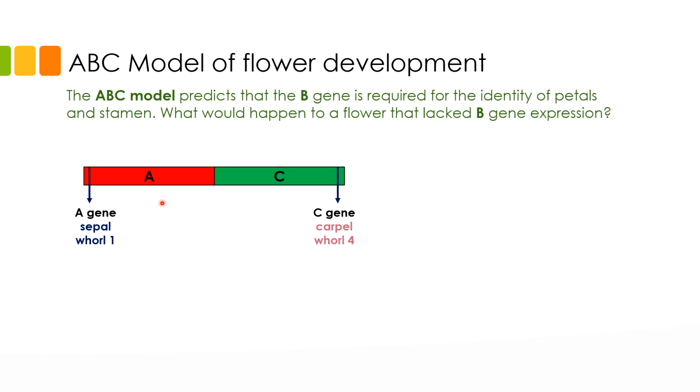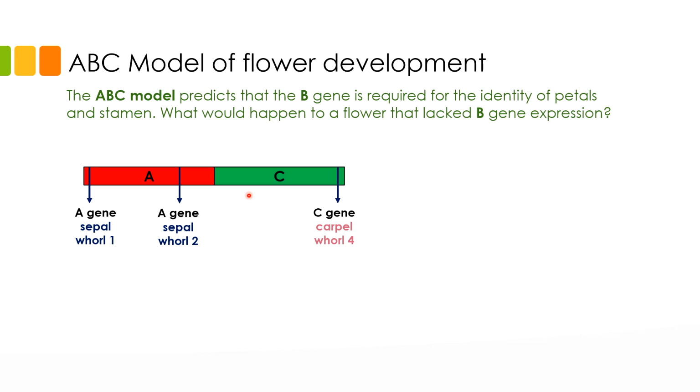Without the B gene, we will be left with only the A and C genes. We know that the A gene controls the formation of the first whorl, which is composed of the sepals. We have that whorl here. The second whorl is controlled by the combined expression of A and B. Since we don't have the B gene, we only get another expression of the A gene. That means we get another whorl of sepals instead of petals.